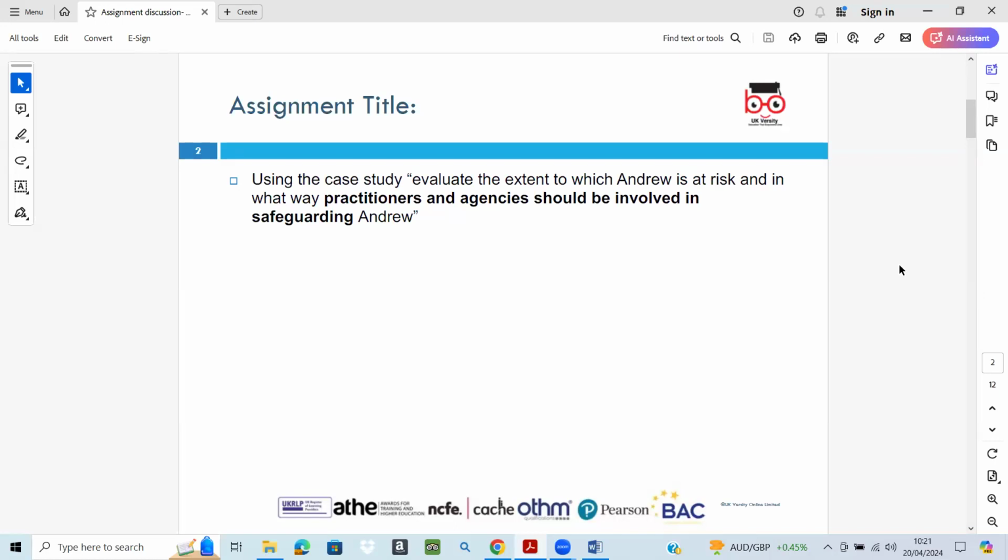How should practitioners and agencies be involved in safeguarding Andrew? What would be the first step? For example, we are practitioners and we have a multidisciplinary team working together. So the first step should be a thorough assessment conducted by a social worker, possibly involving interviews with Andrew, his family, and others close to him.